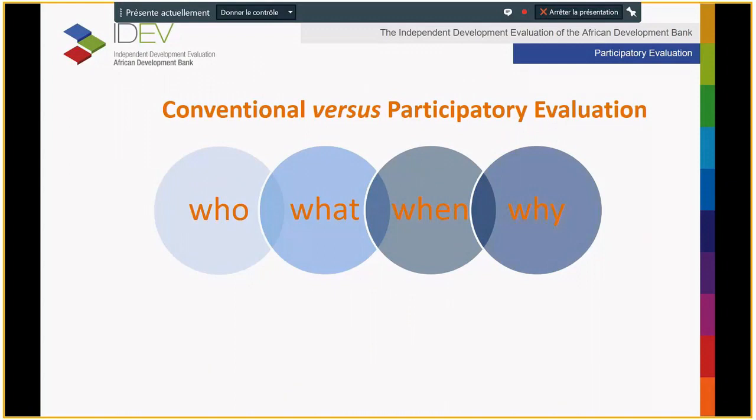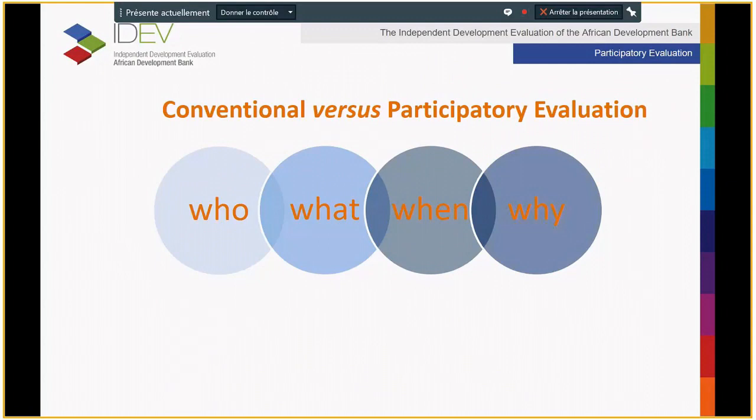In what case? In consultation with the stakeholders, we define the scope of the evaluation. And this means that we will try to understand what the stakeholders themselves expect to find and learn from it. This will not only increase ownership, but also the potential use of the evaluation.